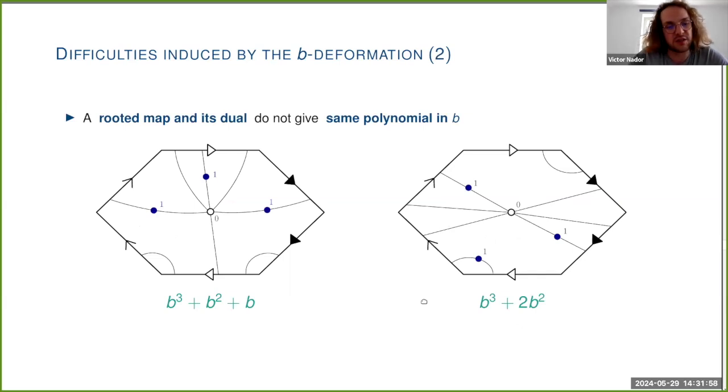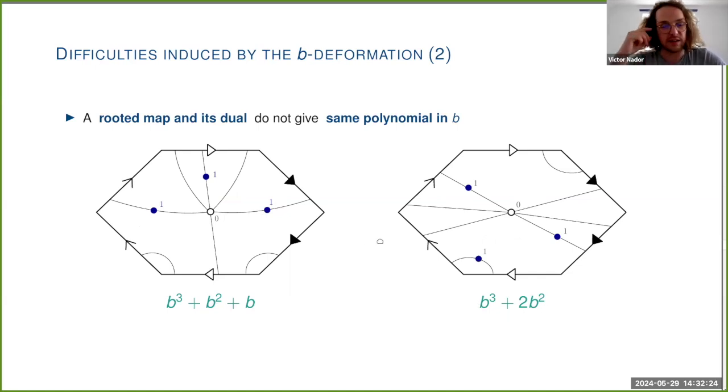The second important piece of information is that, contrary to what we may think at first sight, a rooted map and its dual won't give the same polynomial in B. Here is an example that showcases this property. On the left, you have the B polynomial B squared plus B cubed plus B squared plus B, whereas under its dual, you have B cubed plus 2B squared.